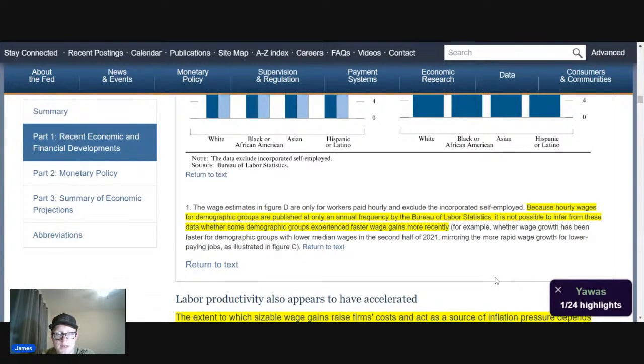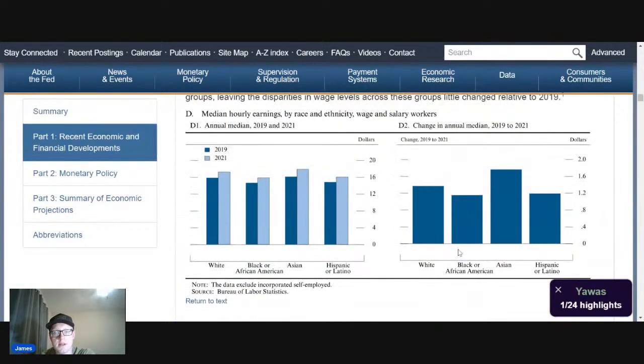this specific metric is only published annually. And so they say here, it is not possible to infer from these data whether some demographic groups experience faster wage gains more recently. Because again, the whole report itself is only for the latter half of 2021, but this specific metric is only produced annually. So there is a little bit of a separation, you could say, in the data itself.